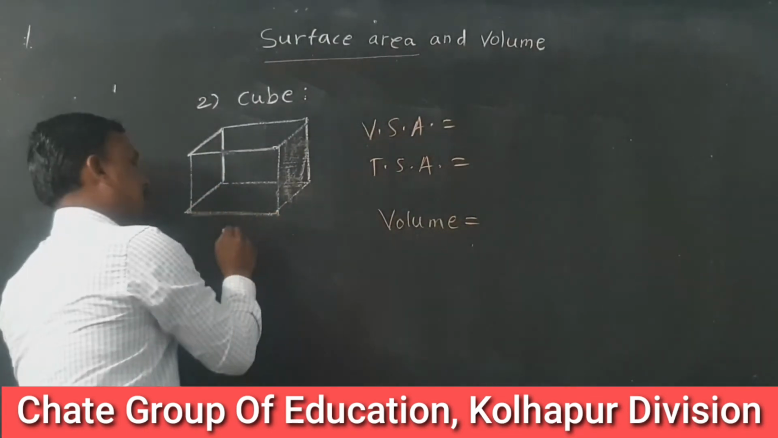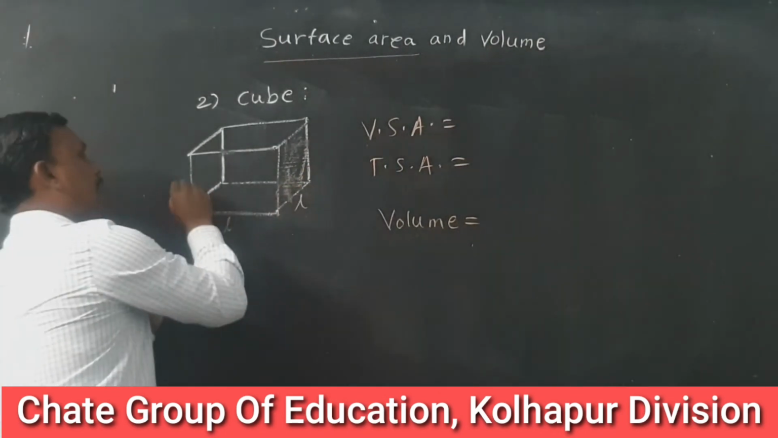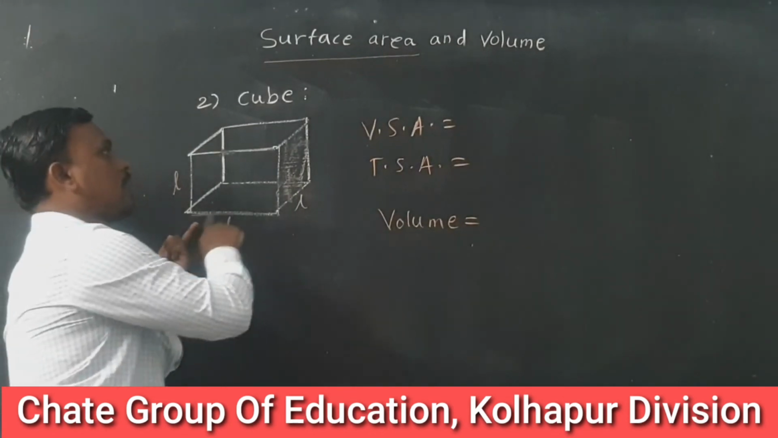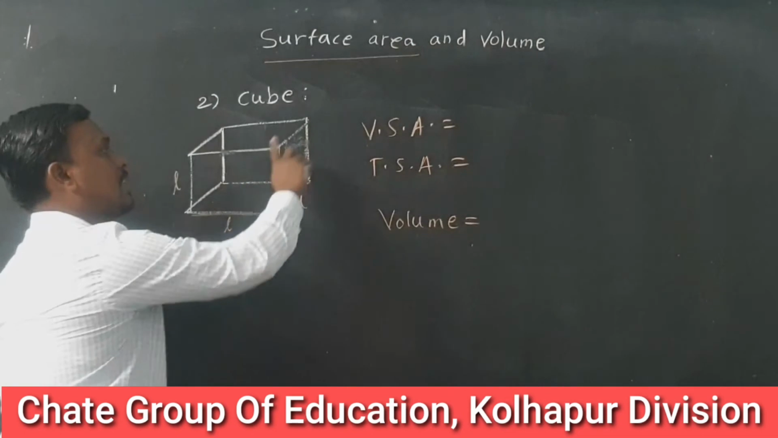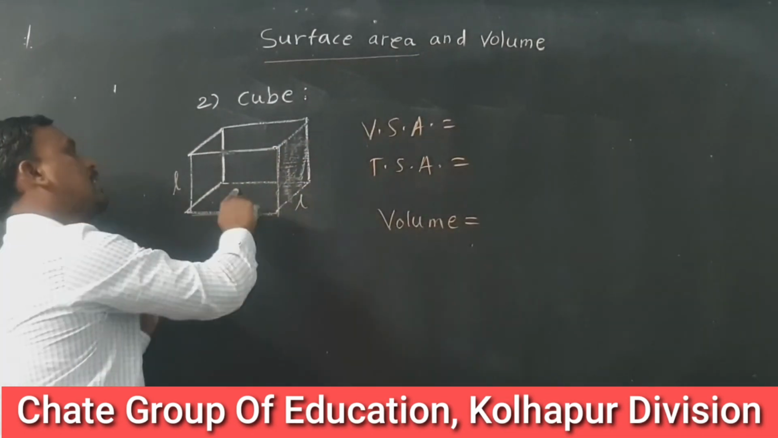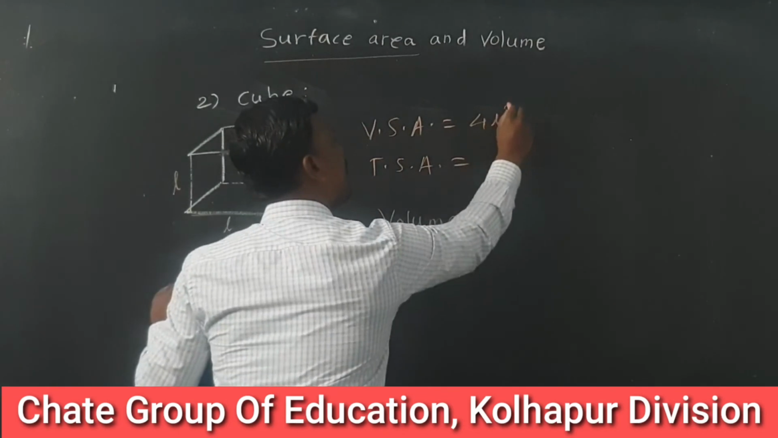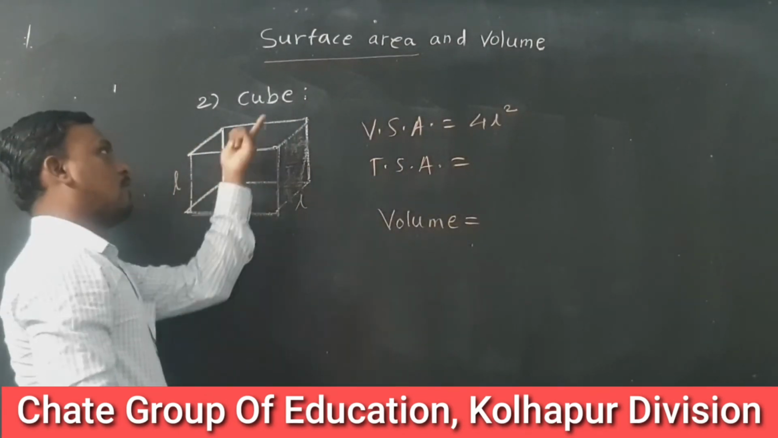So this is, suppose, the side. We will take L. So width is also L, height is also L, because in a cube all the dimensions are equal. So here the vertical surface area is L into L, means L square. One surface you will get L square. So how many vertical surfaces are there? 4. So you will get directly 4L square. This is the area of the vertical surface of the cube.